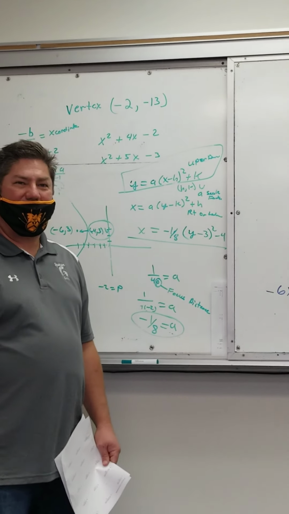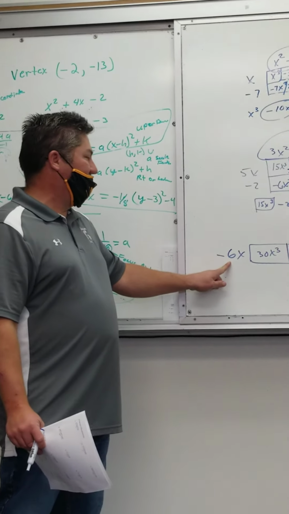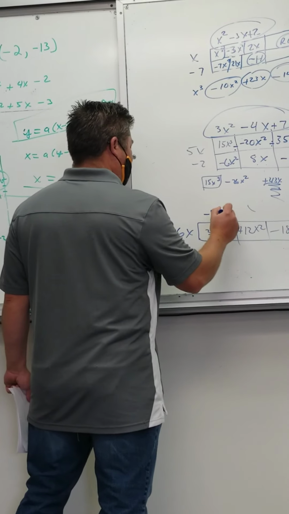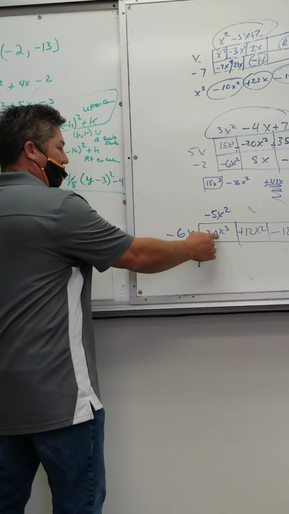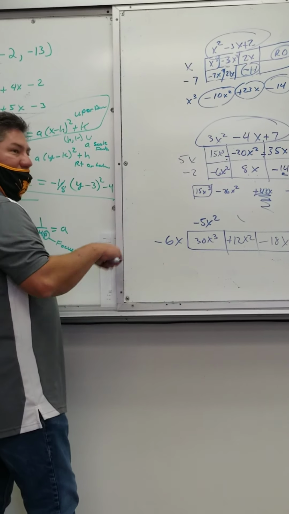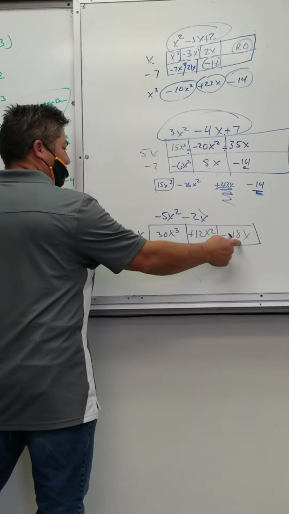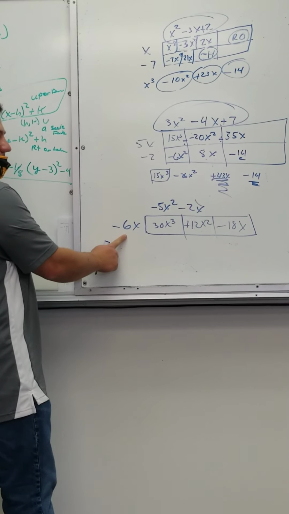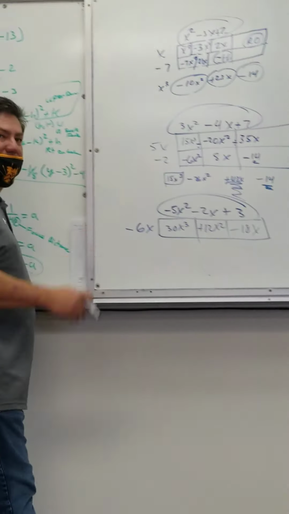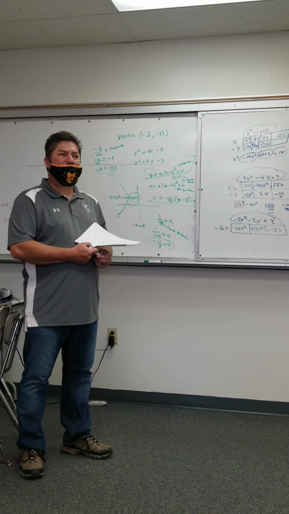What do I do on number 3? I ask myself, what multiplies to negative 6x to make 30x squared? It's negative 5x. In other words, 30 divided by negative 6. What's 12x squared divided by negative 6? 2x. What's a positive divided by a negative? Negative 2x. What's negative 18 divided by negative 6? Negative divided by negative is a positive, so positive 3. That's my answer. No remainder there, because there was nothing left over after I did that. Pretty simple.